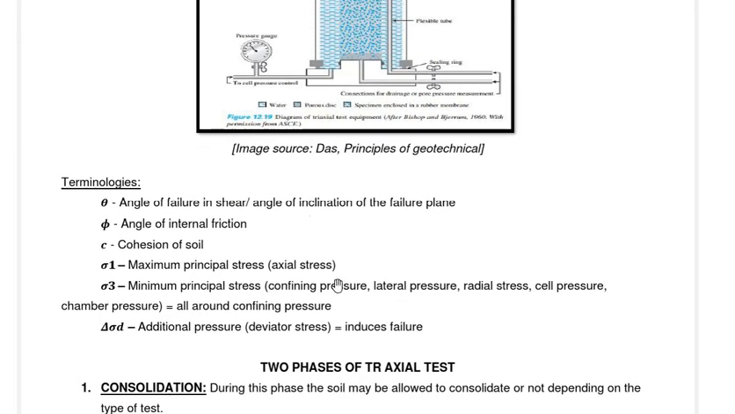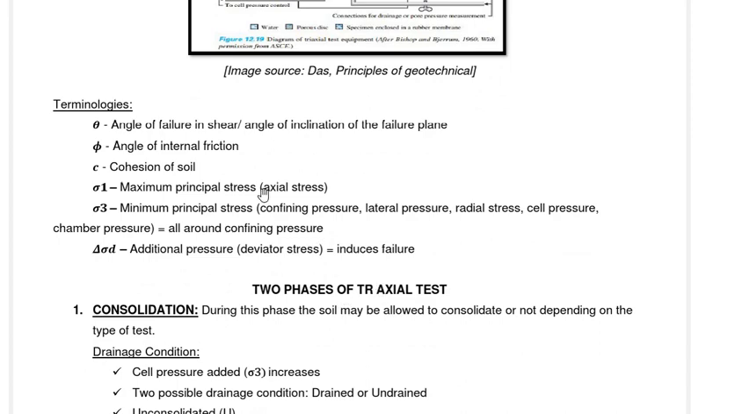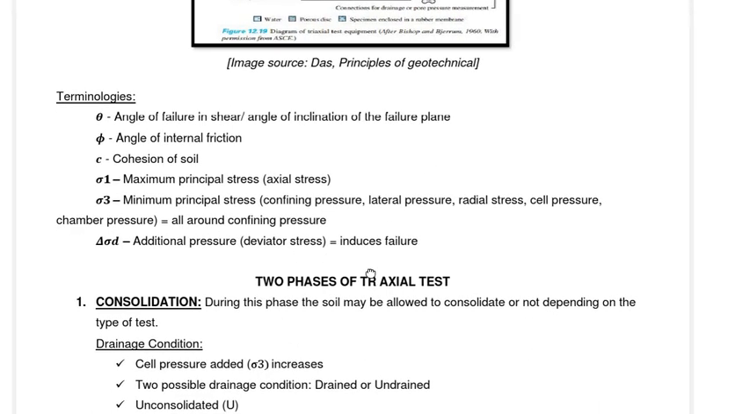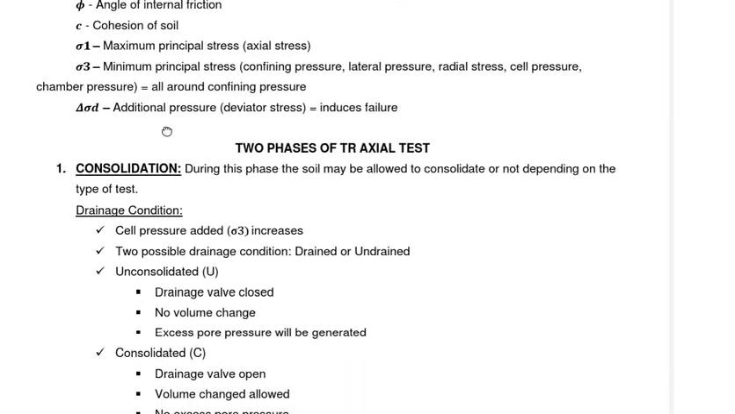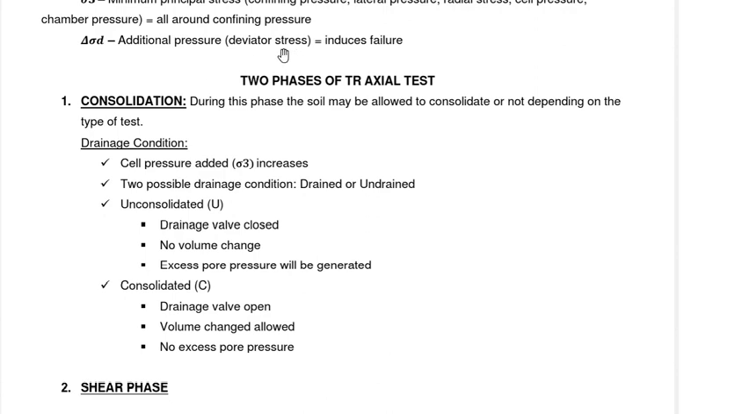So, we also have here the terminologies used, yung mga symbols natin used in our topic, shear strength of soil. So, meron tayong theta, that is the angle of failure in shear. Yung ating phi, yung angle ng internal friction. Yung C, yung cohesion ng ating soil. Yung sigma 1, yan yung maximum principal stress natin. Yung sigma 3, yung minimum principal stress natin. At yung ating delta sigma D, yan yung ating additional pressure o yung tinatawag nating deviator stress.